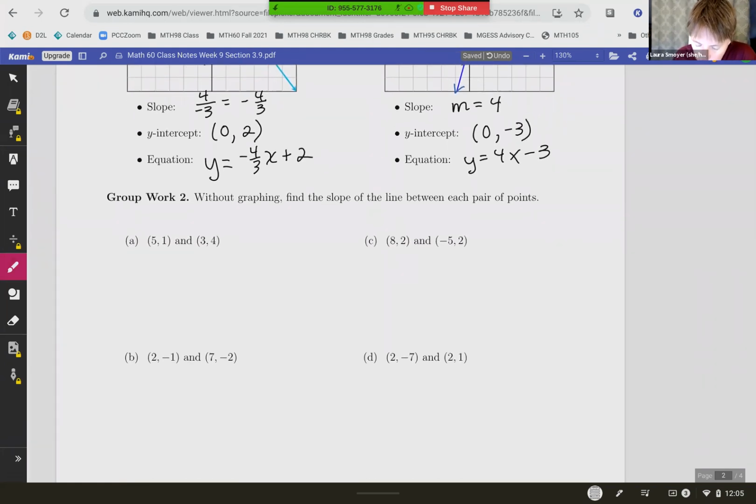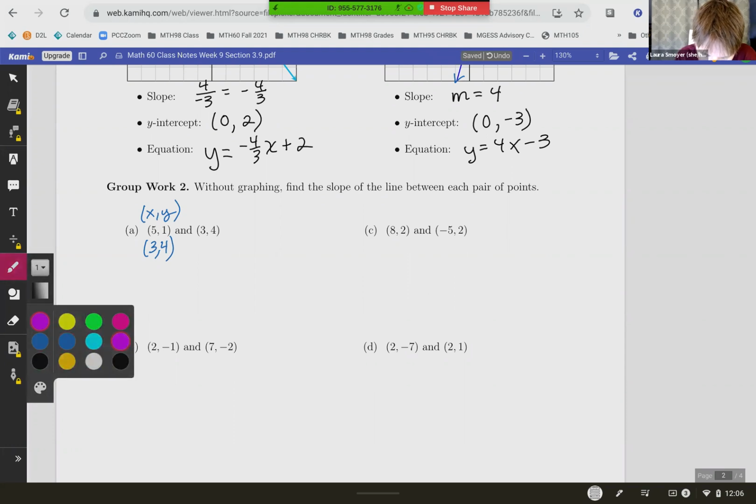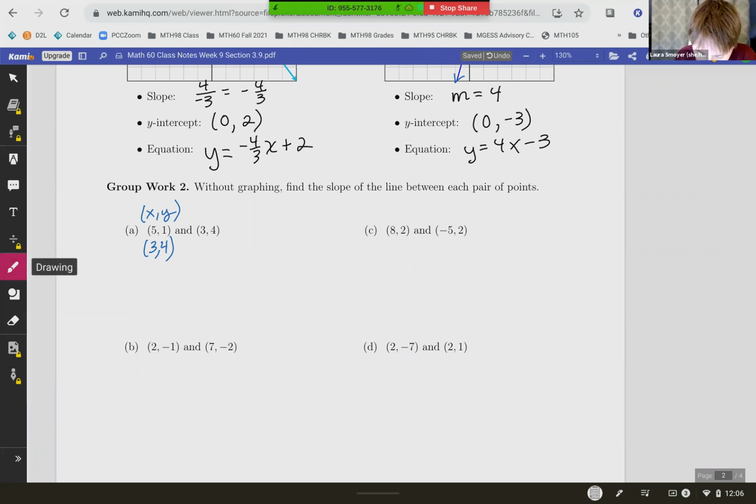Okay, moving on to group work 2, I'm going to find the slope of the line between each pair of points. This will be the same procedure for each pair. I'm going to compare the two y values to the two x values. I like to write the second point below the first and maybe clarify for myself which is x and which is y. It does not matter which point I start with so long as I am consistent. So I generally try to make the top value positive, and if I'm lucky, they'll both be positive.